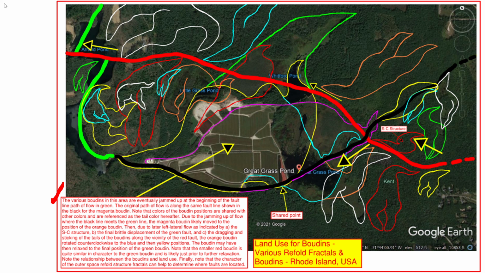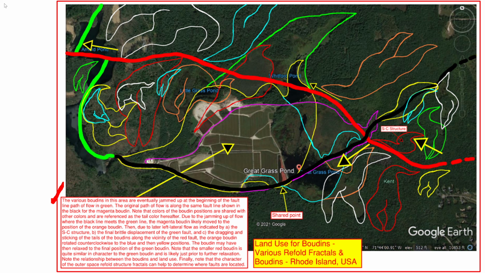path of flow in green. The original path of flow is along the same fault line, shown in black, for the Magenta Boudin. That's where it all started. Note that the colors of the Boudin positions are shared with other colors and are referenced as the tail color hereinafter. Very important, because that sharing makes everything confusing. So just look at the tail.